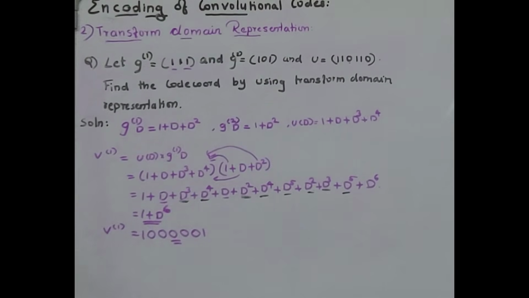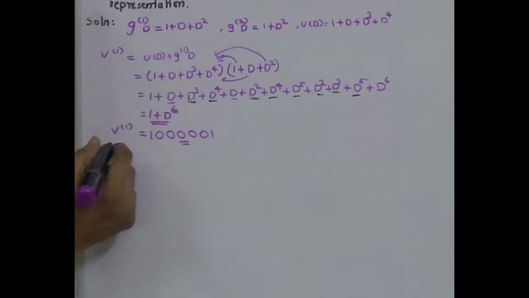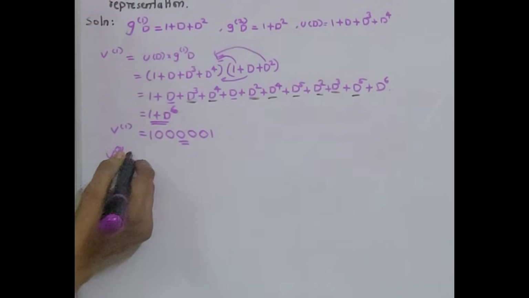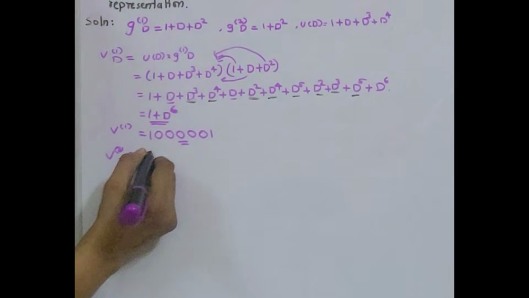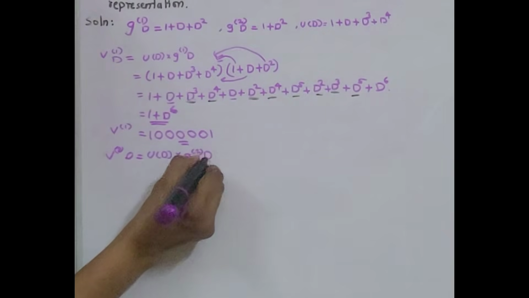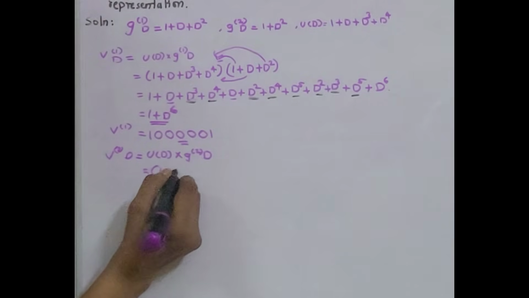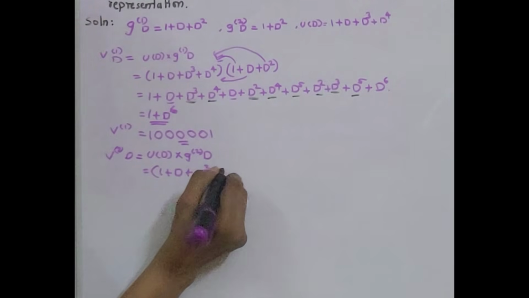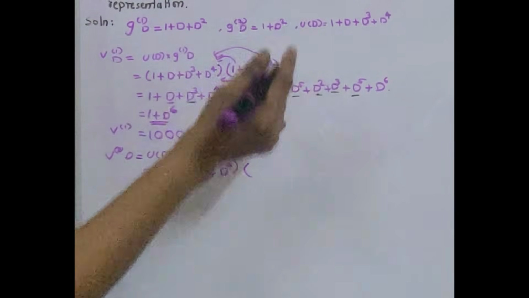Similarly, we want to find v2. Now v2 of d is equal to u of d into g2 of d, which is equal to u of d, we have 1 plus d cube plus d raised to 4, into g2 of d. So we have g2 of d as 1 plus d square, right?